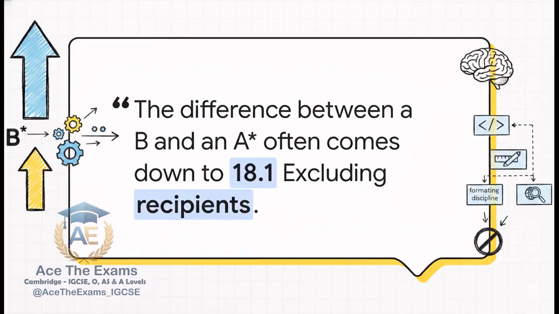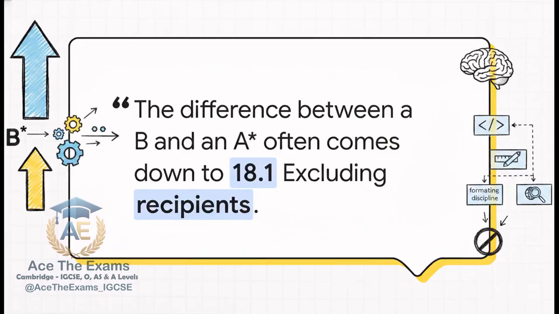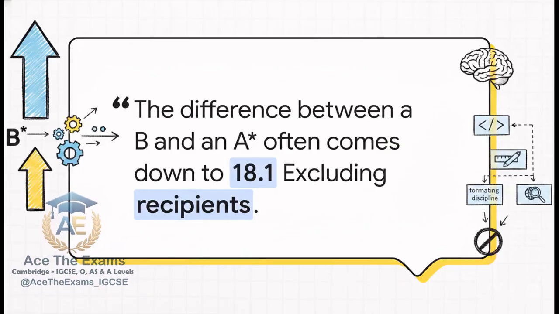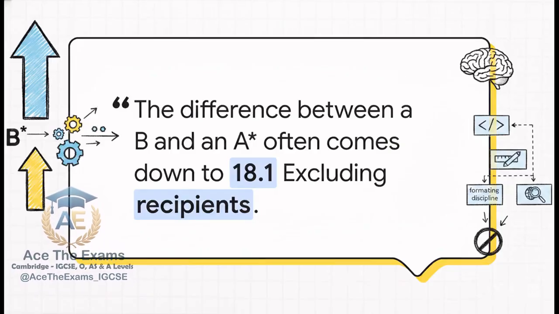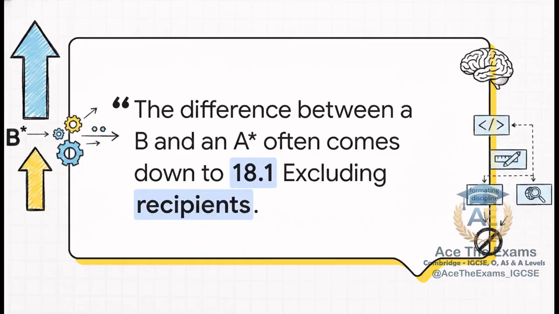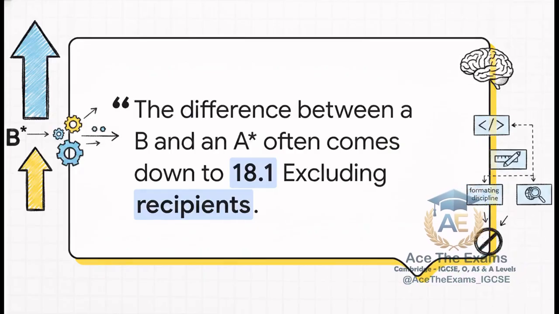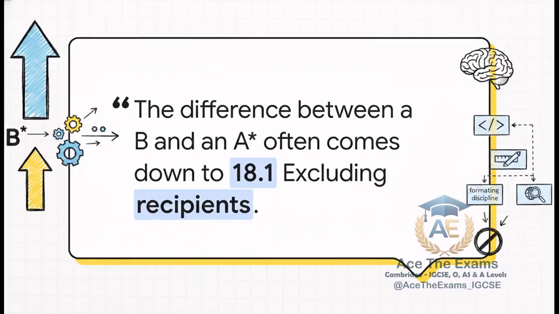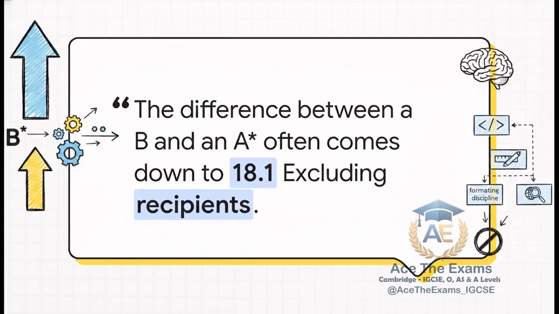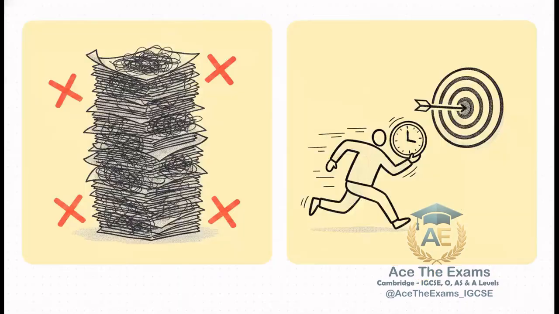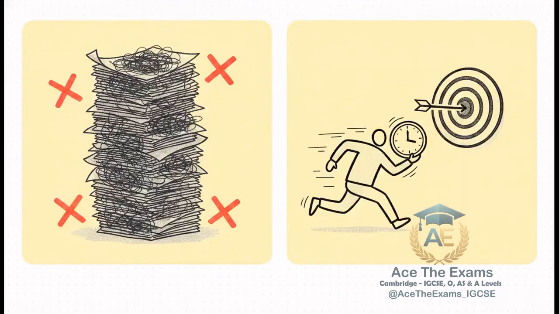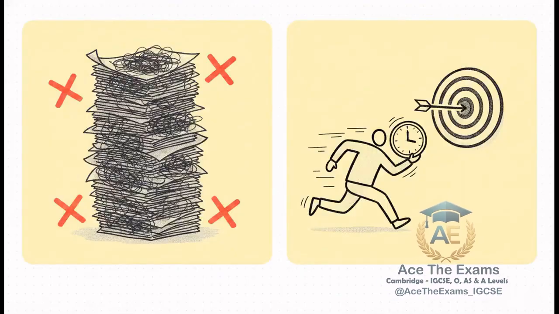Well, because excluding recipients using conditional fields demands a perfect synthesis of absolutely everything Cambridge wants to see from you. It requires logical deduction, technical accuracy, strict formatting discipline, and a deep understanding of real-world context. If you can master this one specific topic, you essentially prove to the examiner that you are, without a doubt, an A-star candidate. And this brilliantly illustrates exactly what goes wrong for so many students in the exam hall.